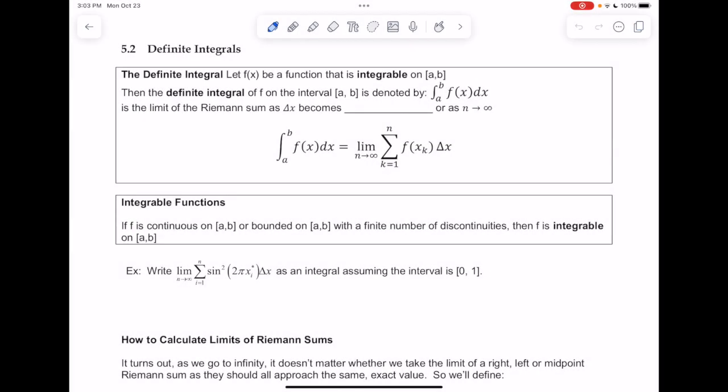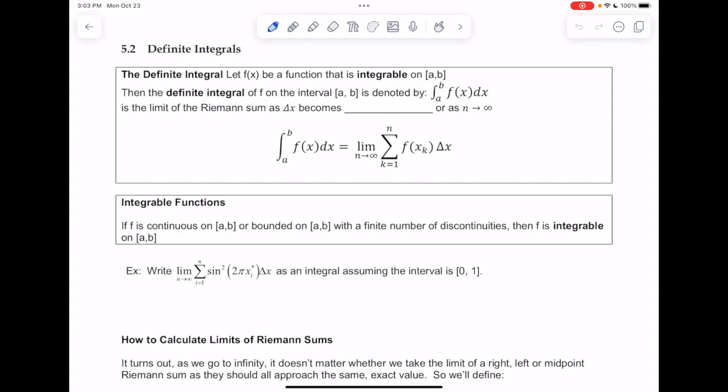Section 5.2, definite integrals. In the previous section, we were looking at Riemann sums as a way to estimate the area underneath curves or between curves and the x-axis. And we talked about those Riemann sums as just being approximations for the area. And we said that the way to make the error go away was to take the limit as the number of rectangles goes to infinity. When we do that, we are creating what's called the definite integral.